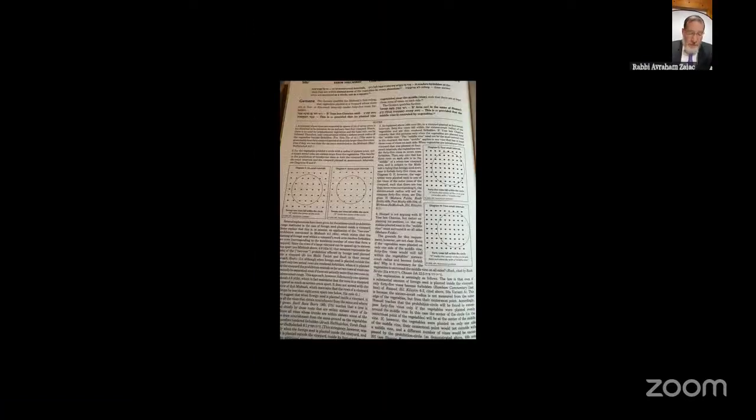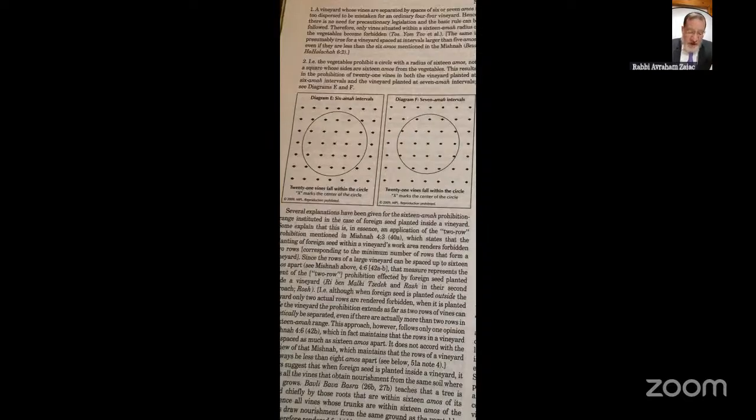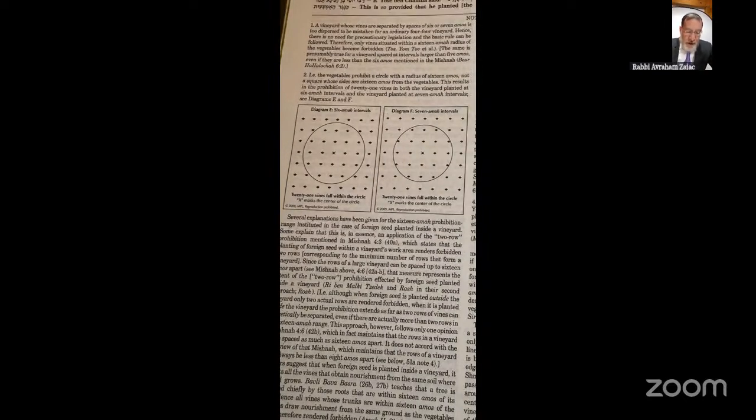That's 6x6. If you're going to have diagram F now, if you're going to have 7 by 7, you're only going to have, it's amazing. If you plant both 6 and 6 and 7 by 7, that's why, again, the Mishnah says that you will equally have 21 vines. Whoever's looking at the picture will see that.